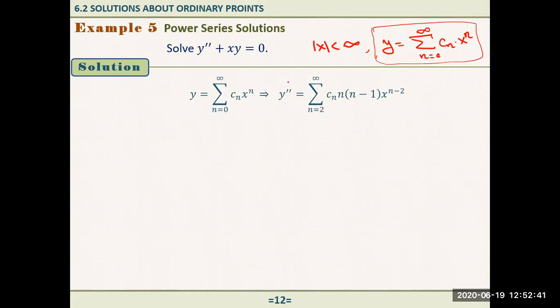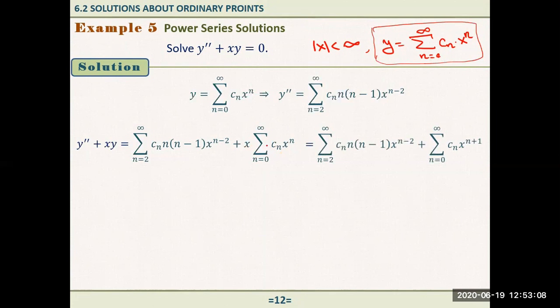Now I need to substitute this into the equation, y double prime plus xy equals 0 on the right hand side. Y double prime's power series representation is this, and we substitute it here. Plus x times y, where our y is this. As the first step, since x is outside, I bring it inside the sigma notation. We make no change to the first term. For the second, x times x to the power n gives x to the power n plus 1.